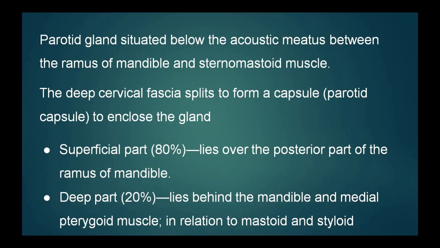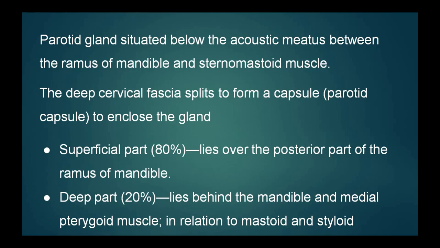The parotid gland is situated in the parotid region, which lies below the acoustic meatus between the ramus of the mandible and the sternocleidomastoid muscle. The investing layer of the deep cervical fascia splits to form a capsule which encloses the parotid gland and is known as the parotid capsule.